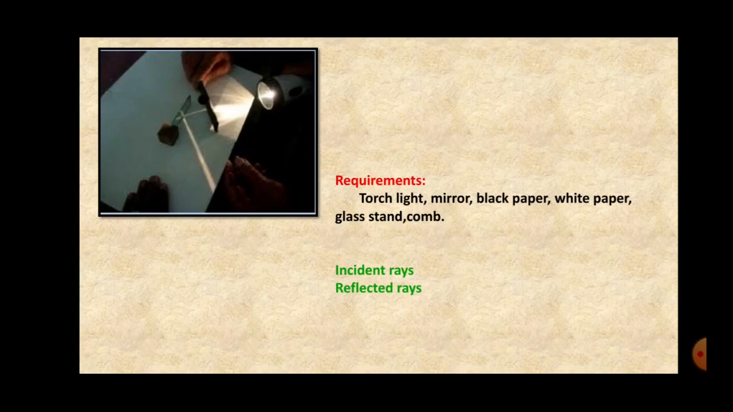Okay, so this was a small experiment to make you understand that when a light ray falls on a mirror, the ray which falls is called the incident ray, and the point where the ray falls on the mirror is called the point of incidence. And when this ray, after falling on the mirror, changes its direction and goes back, this ray is called the reflected ray.